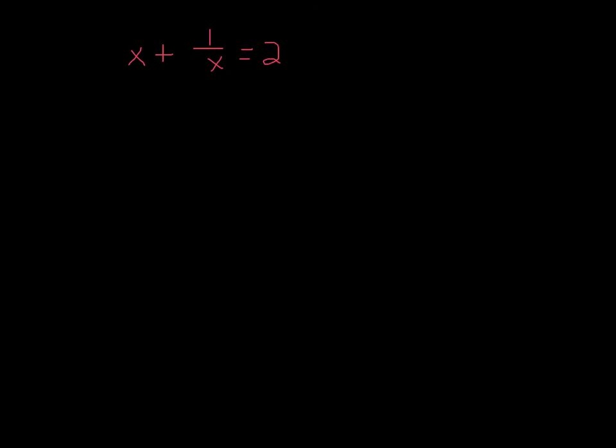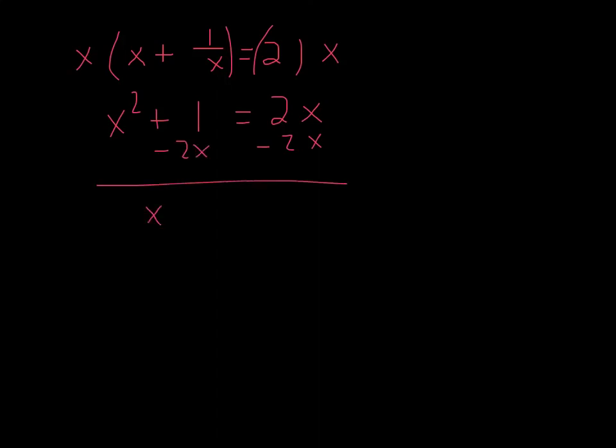Okay, first try this. You have x plus 1 over x equals 2. So we only have one rational expression here, a rational term. So our denominator is just going to be x. So let's multiply everything by x. We get x squared. The x's cancel in the second one, so that's x squared plus 1. And then 2 times x is 2x. So we'll bring over our 2x. You get x squared minus 2x plus 1 equals 0.